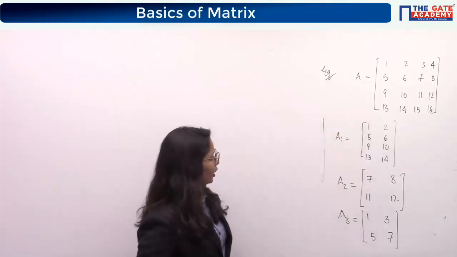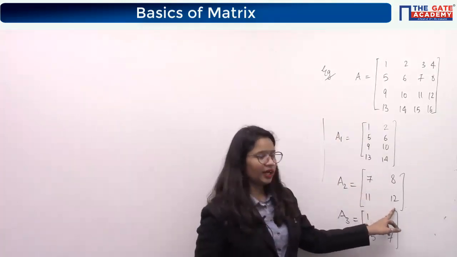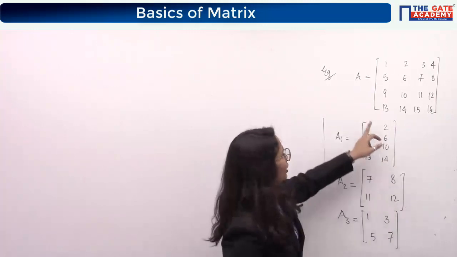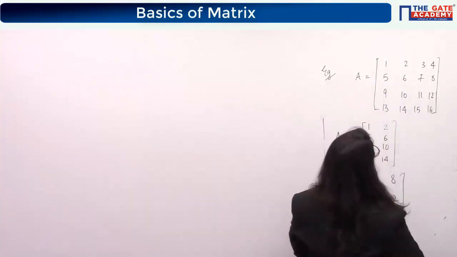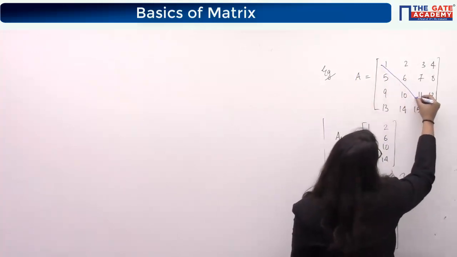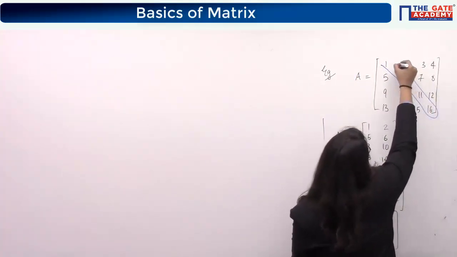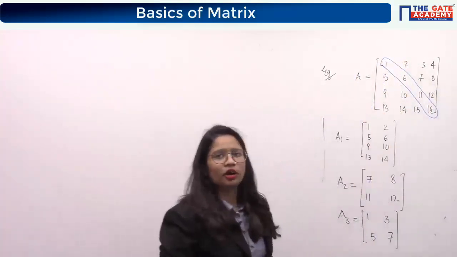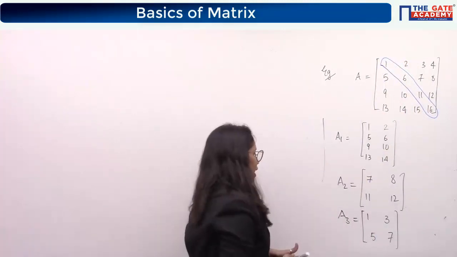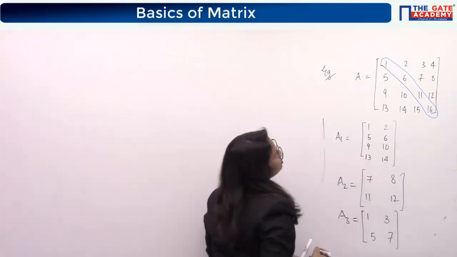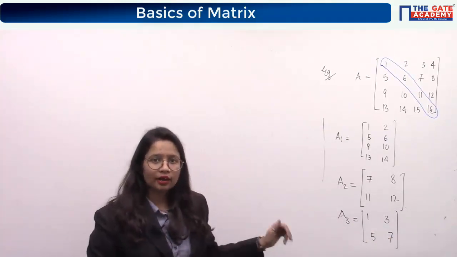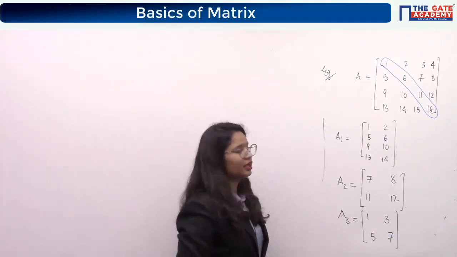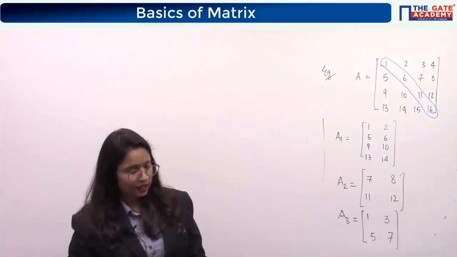If I look at A2, 7 and 12 are its diagonal elements, but 7 and 12 are not the diagonal elements of A. What are the diagonal elements? If I highlight those, then these are the diagonal elements of A, and 7 and 12 are not a part of those. And again, 1 and 7: 1 is there, but 7 is not a diagonal element. That's why all of these three are not principal submatrices.